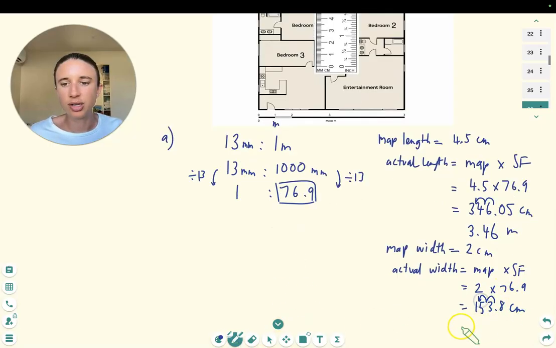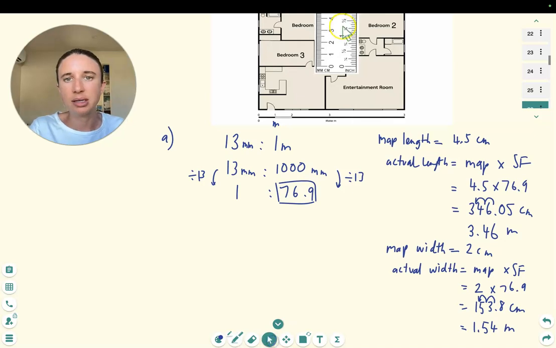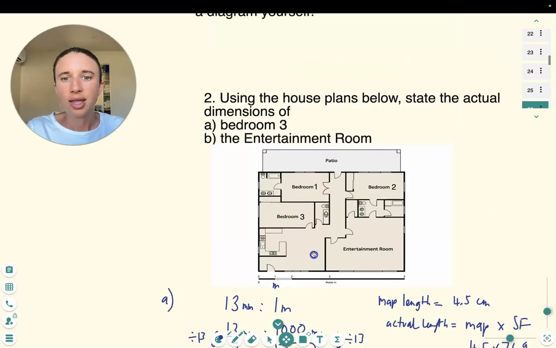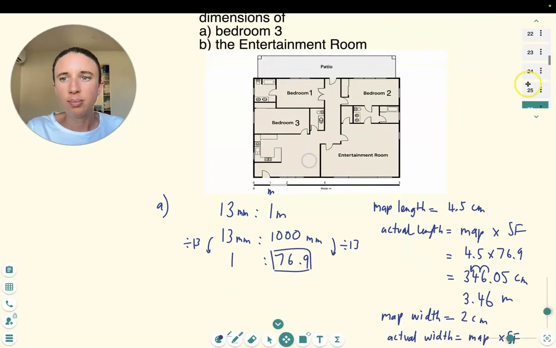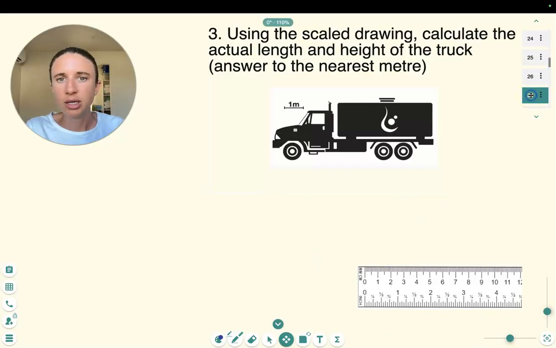They should tell you what units to answer in, really, but if they don't, usually the actual is in meters and the map's in centimeters or millimeters. Okay, looks good. We're not actually going to do part 2 there. Maybe you can do that one and pop the answer in the comments or something.